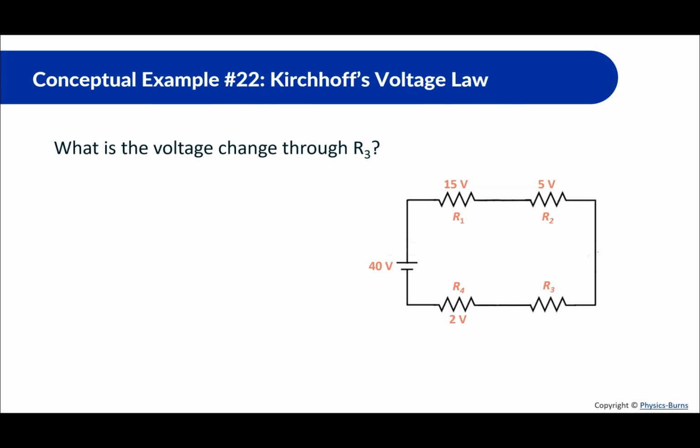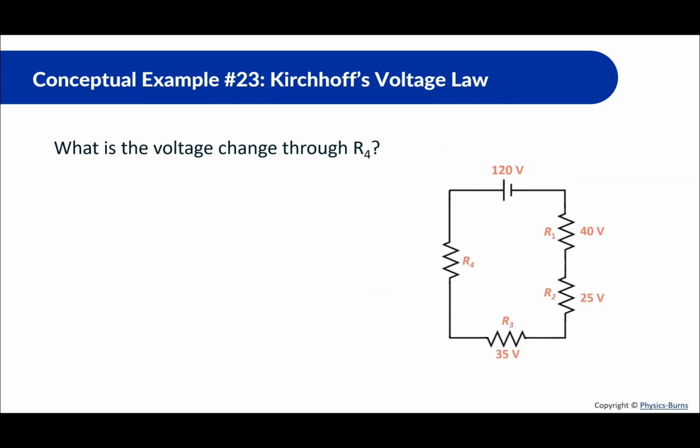All right, moving on. What is the voltage change through R3? We know the total voltage change is 40. We have 15 here, 5 here, and 2 here, but we don't know what this one is. So let's just add all of this up. 15 plus 5 is 20, and then we have 22. It needs to add up to 40, so this has to be 18. So it'll be 18 volts.